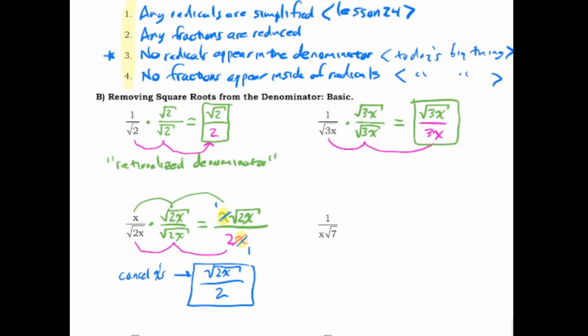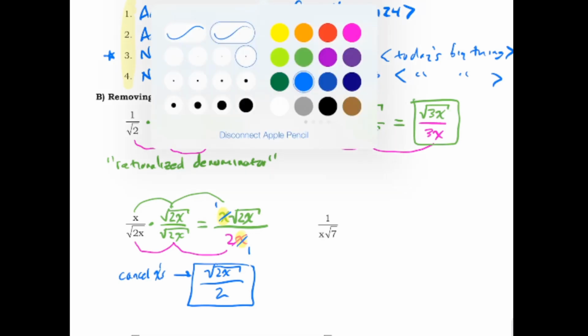These 2's, by the way, don't cancel because one of them's a 2, but the other one's not really a 2. It's a square root of 2, right? It's in the square root. So you can't cancel inside and outside like that. It doesn't work. So just leave that as it is. Root 2x over 2. Let's look at the next one.